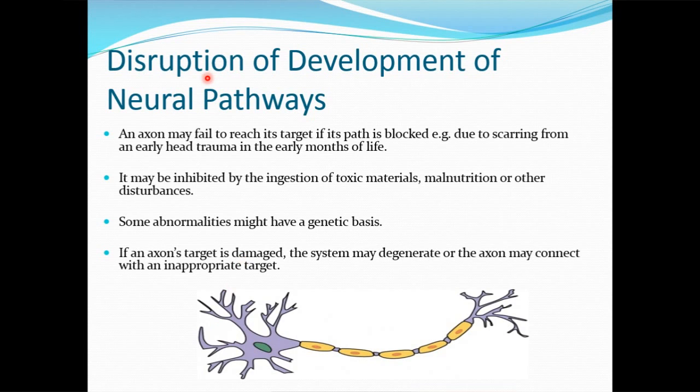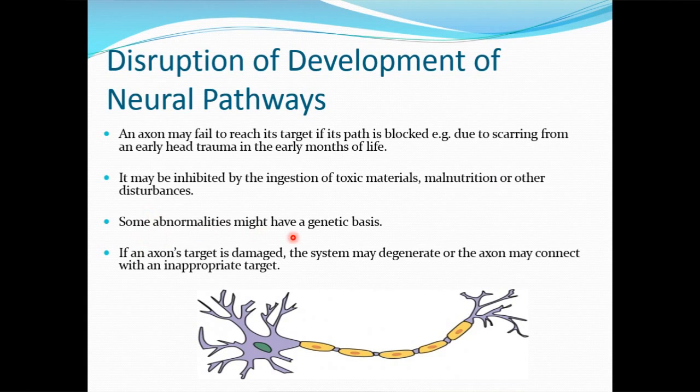And sometimes you have disruption of development of the neural pathways. So an axon may fail to reach its target if its path is blocked. Example, due to scarring from an early head injury in the early months of life. So something might stand in its way, and it doesn't get to where it needs to go. It may be inhibited by the ingestion of toxic materials through malnutrition or other disturbances. But again, it doesn't reach where it needs to go because it's inhibited.